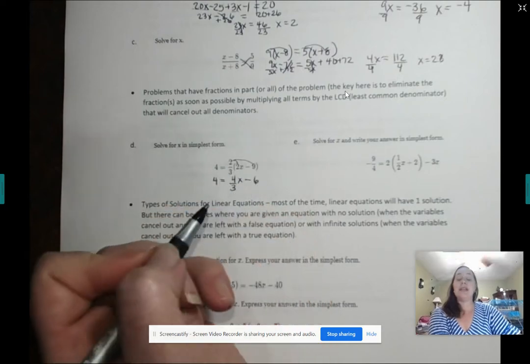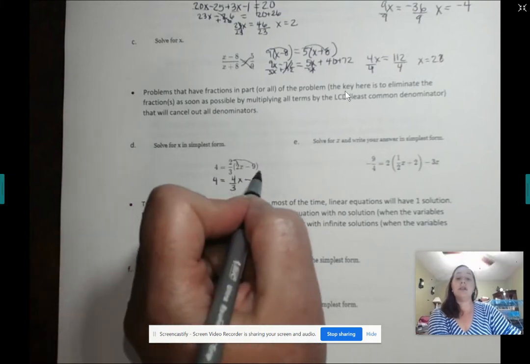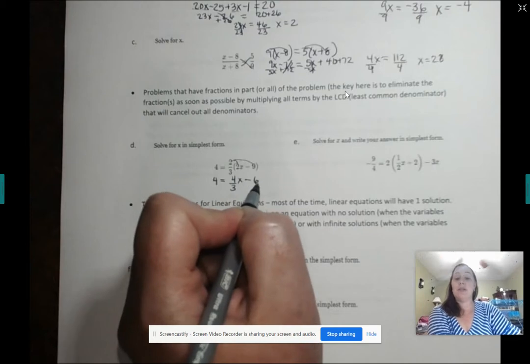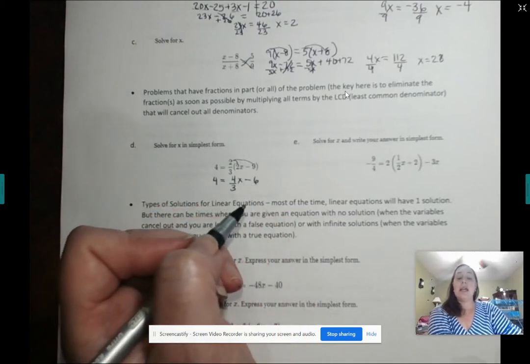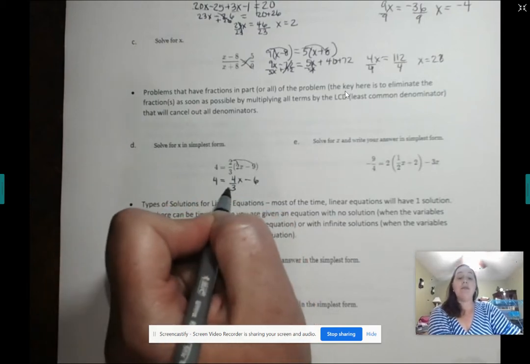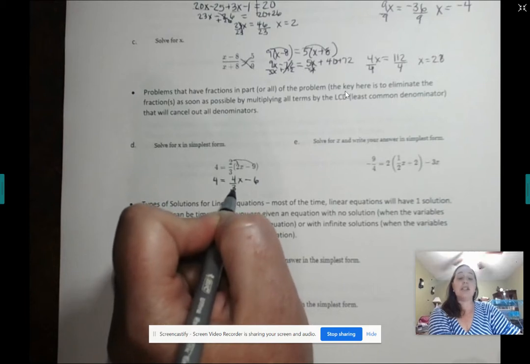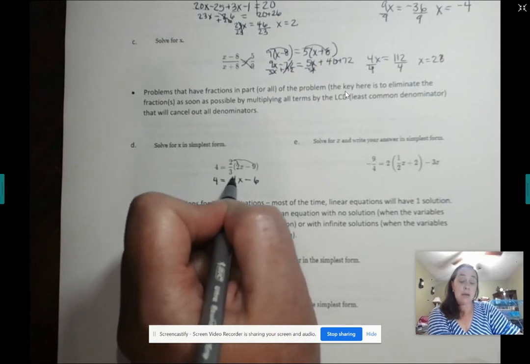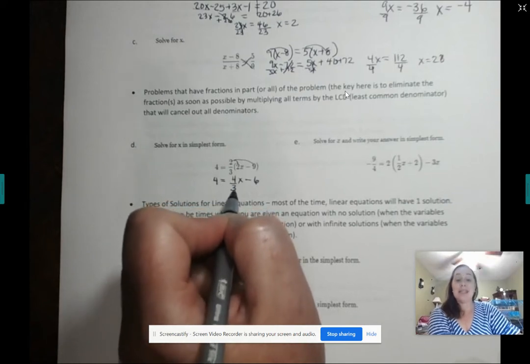So this doesn't even stay a fraction anymore. 2/3 times 9 gives us a positive 6. But we had the minus in front of it, so it's still there. Now, if I want to get rid of this fraction, I only have one fraction with one denominator. I can get rid of that denominator by multiplying everything by that denominator.